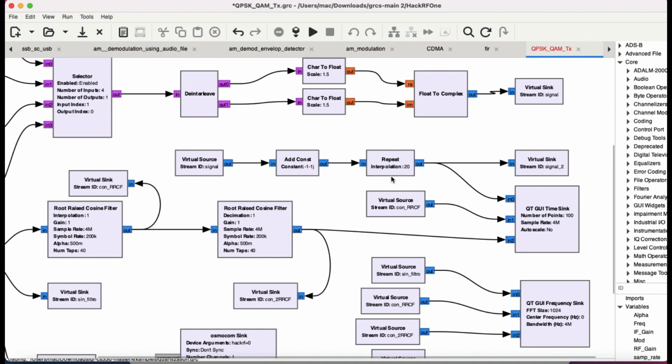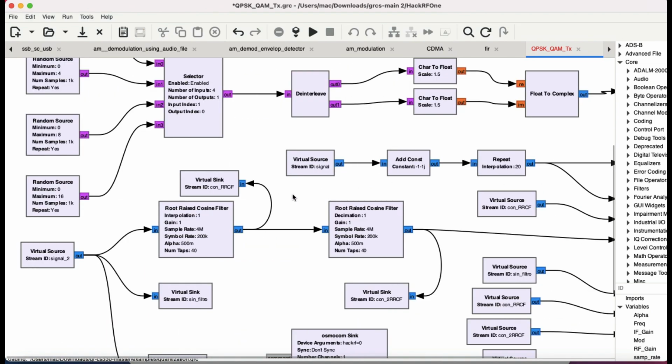Then I'm trying to repeat these samples by providing an interpolation factor of 20. So this is sort of like an amplification. And then it's going into a virtual sink, which I'm calling signal 2. Now this is where everything takes place. Next, signal 2 is being fed into a root raised cosine filter, which is a very essential filter when you are trying to generate higher order modulation schemes, for example QAM in our case. So the root raised cosine filter is an important filter.